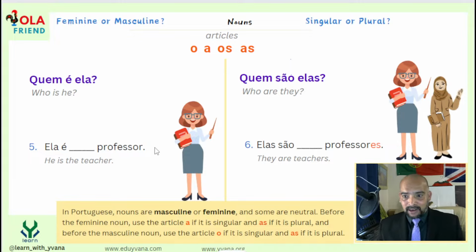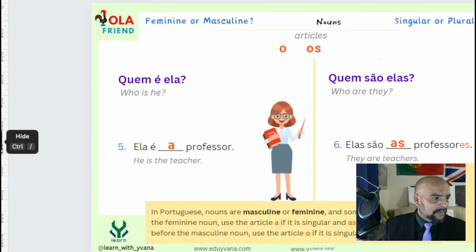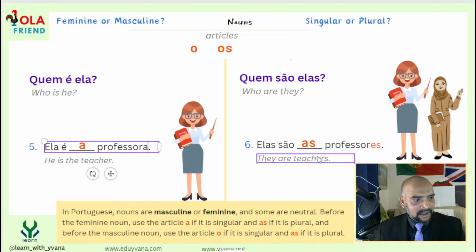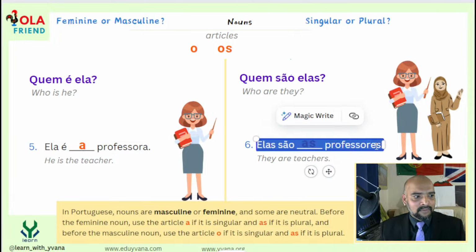We have time, don't worry. So if you practice, it will help you to understand. I don't know how it helps, but I'm sure that it will help you get more. For ela, the article should be o, a, os, or as here, and for elas são, it should be o, a, os, or as, right? Let's check it. Here we can use the article a, because ele é a professor is not right. We have to change it to ela é a professora, right? And here we have to make elas são as professoras, right?